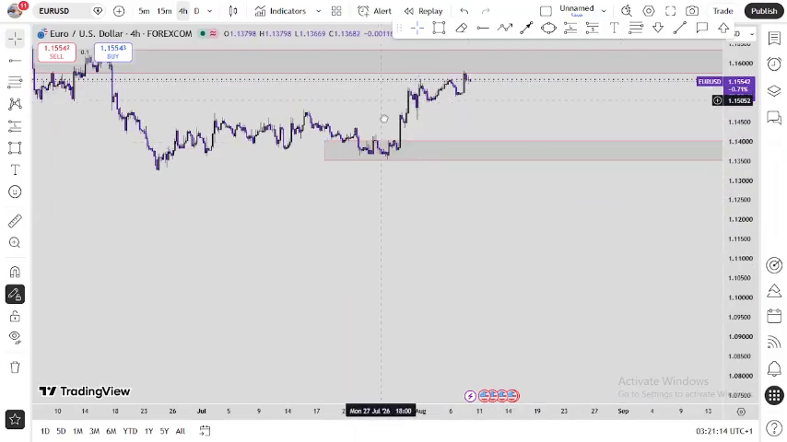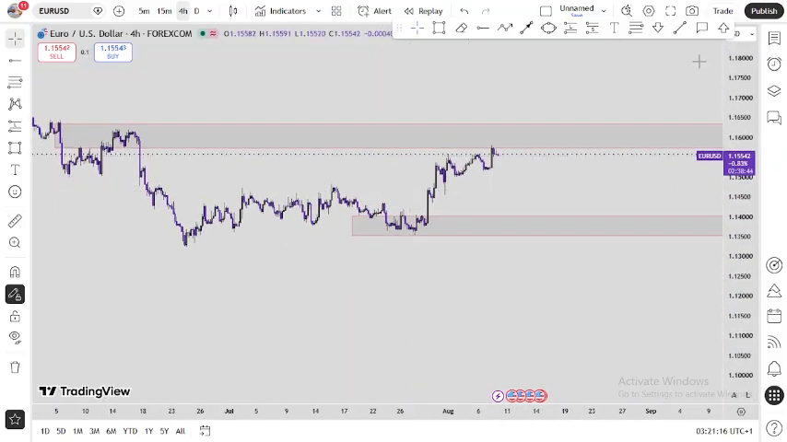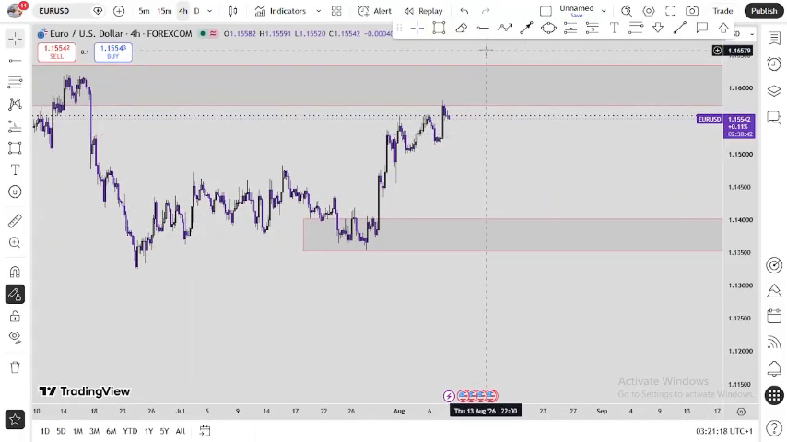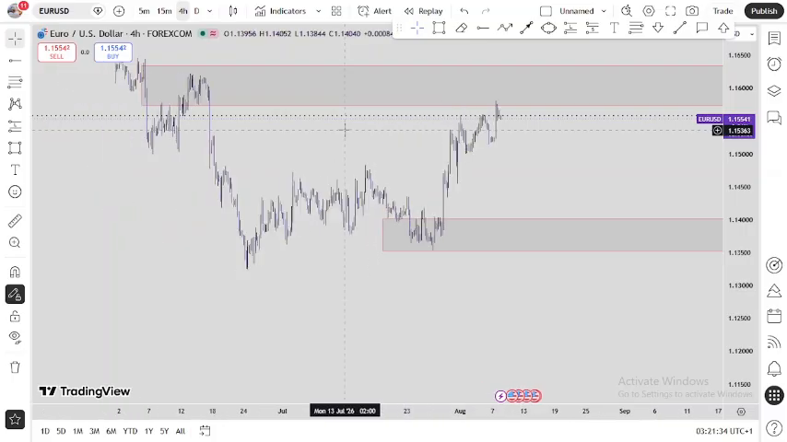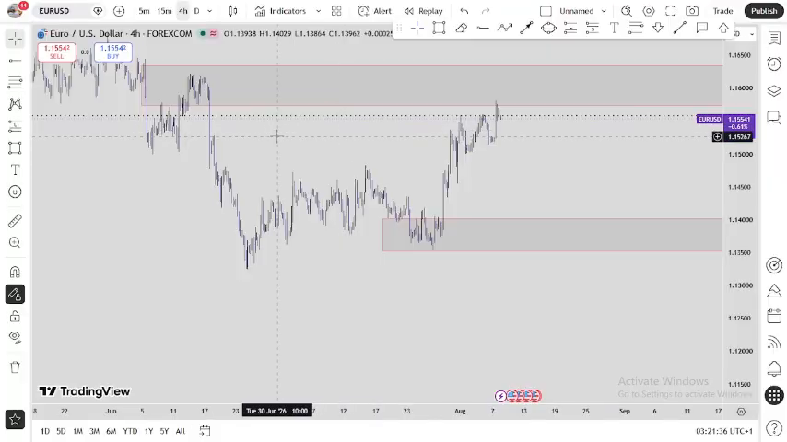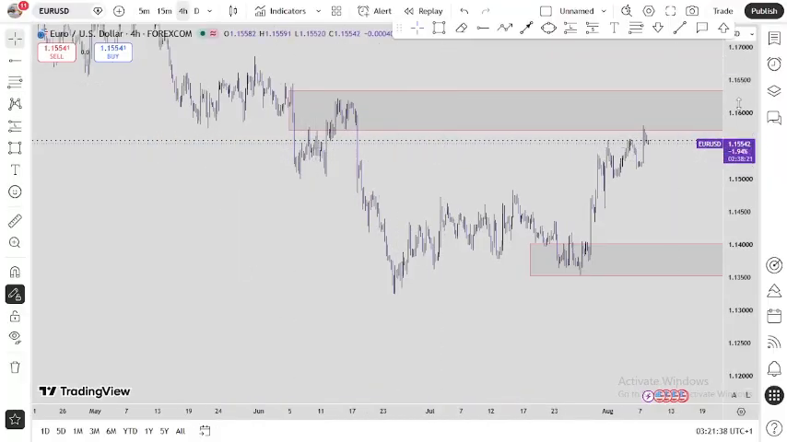But on the 4H, for now let's just look for this idea instead, where price pulls back after touching this area and then seeks continuation up, considering that we said the DXY is also in a bearish market right now. So keeping that in mind and correlating it with the euro.